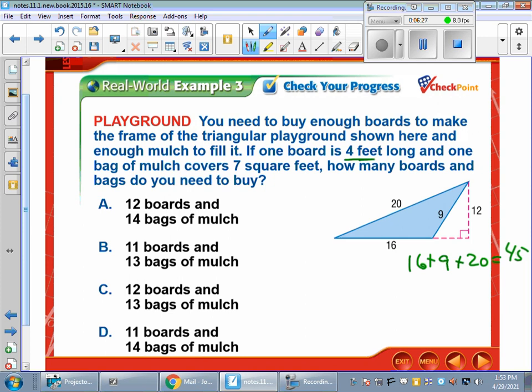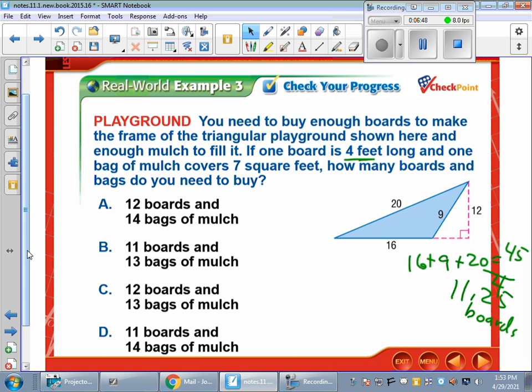One board equals 4 feet long. So you divide that by 4, and then how many boards would we need? That'd be 11.25 boards. Now you don't go into the store and buy that, because you wouldn't mind having a little bit extra. So in that case, we would round up to 12 boards. So we're going to want 12 boards.